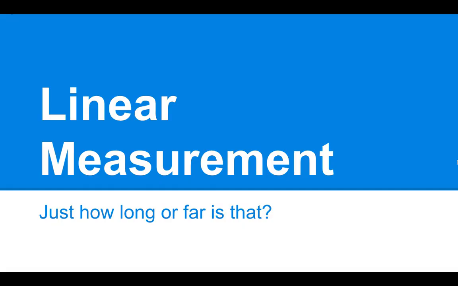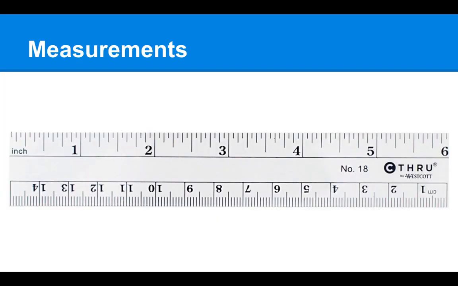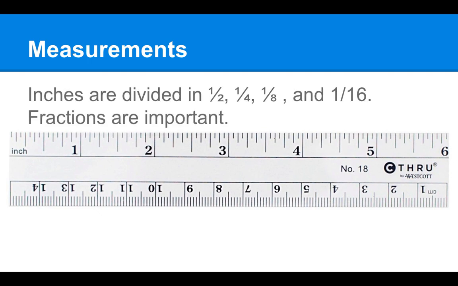Today we're going to be talking about linear measurement. All right, so linear measurement is talking about just how long or how far something is. So first, let's talk about the two kinds of measurement. First, you have standard measurement.